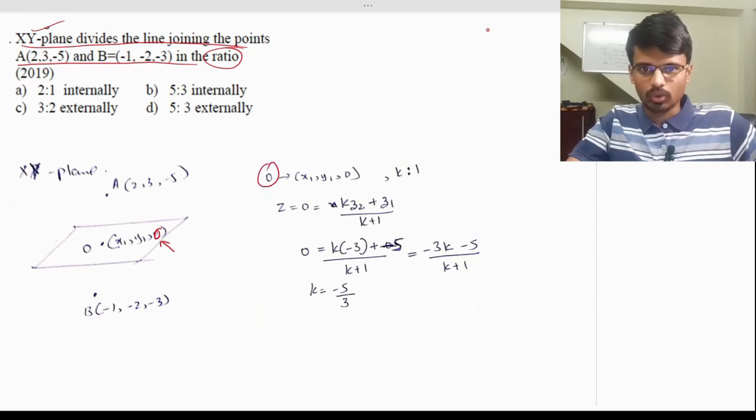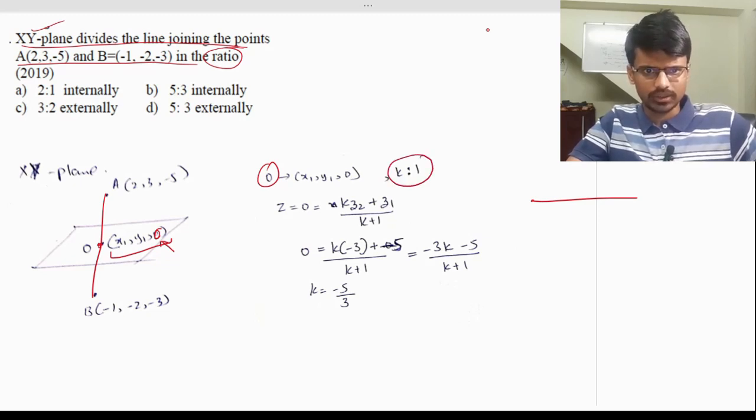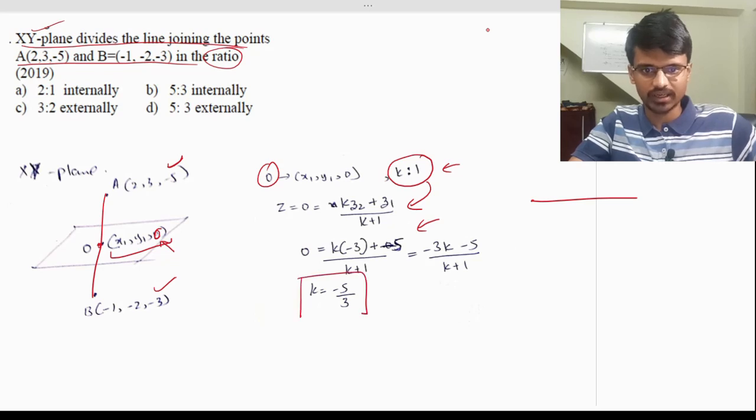Let point O divide points A and B. O is the point that divides. So the coordinates of O will be x1 comma y1 comma 0, because my z coordinate is 0. Let us take the ratio as k is to 1, for simplification. I have the direct formula k z2 plus z1 divided by k plus 1. I just have to substitute here. Z2 is minus 3 and z1 is minus 5. If I substitute and simplify, I'll get the value of k.